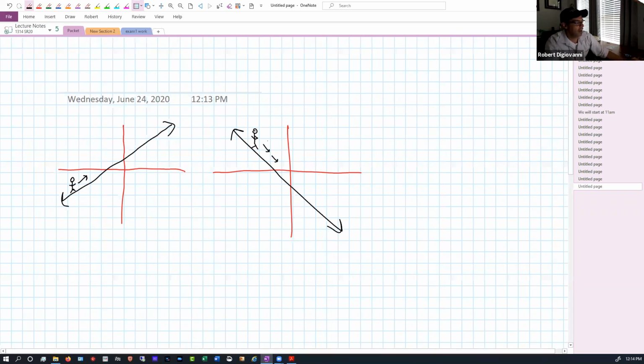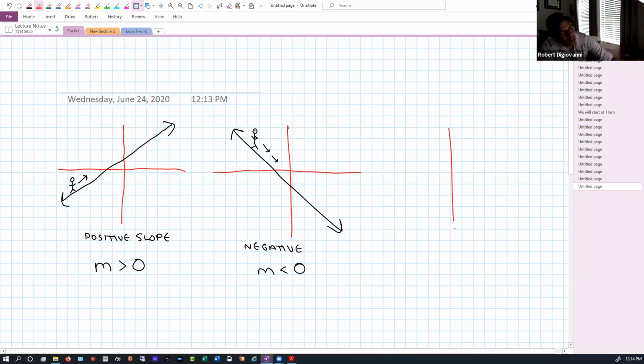So anytime you have a line that pitches up like the one on the left, this is what we refer to as a positive slope. And that means that when you look at the M for that line, it's going to be bigger than 0. And this other one, you have a negative slope. And that means your M, when you look at that line, will be negative. So M is less than 0.